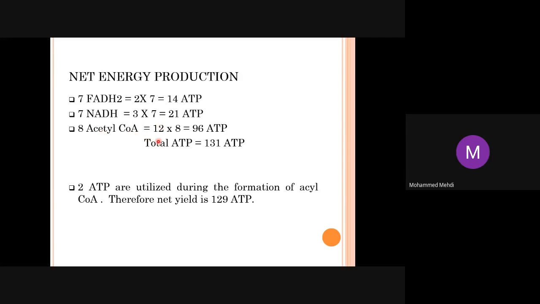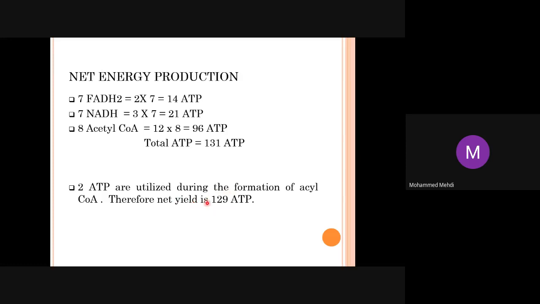So 8 acetyl CoA times 12 is 96. 7 NADH times 3 is 21. 7 FADH2 times 2 is 14. Together we have 131 ATPs formed. Minus 2 ATP, because 2 ATPs are utilized during formation of acyl CoA. The net ATP yield is 129 ATP generated upon 16 carbon fatty acid oxidation.